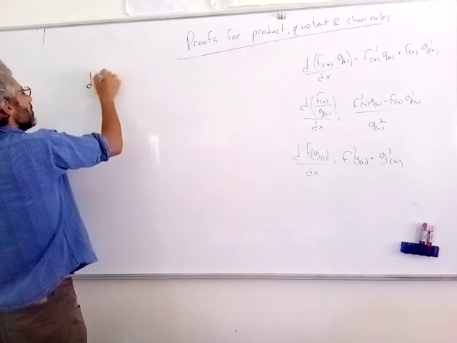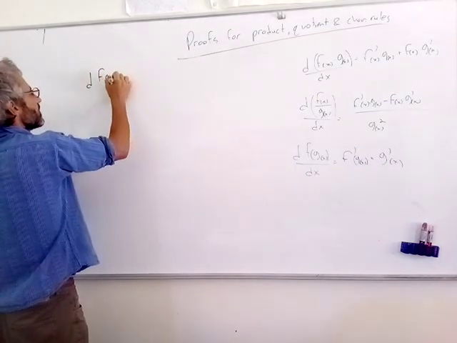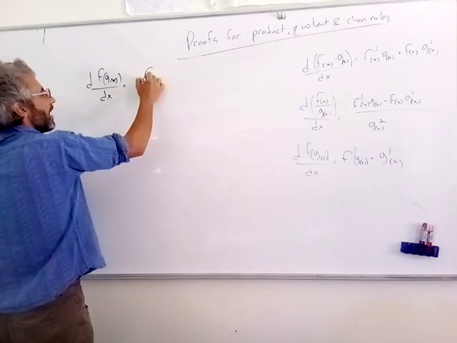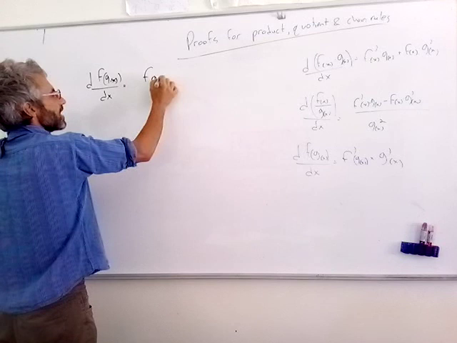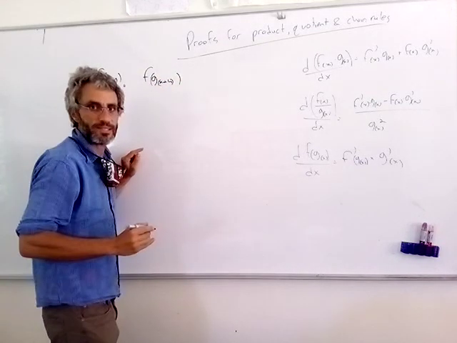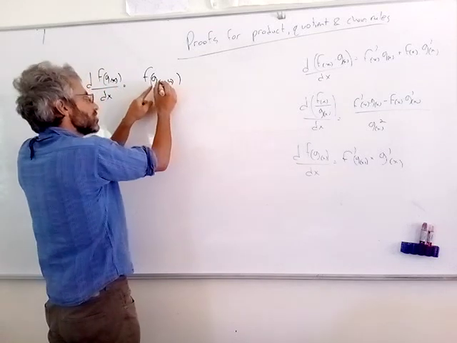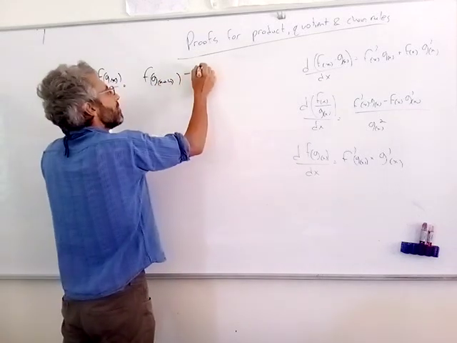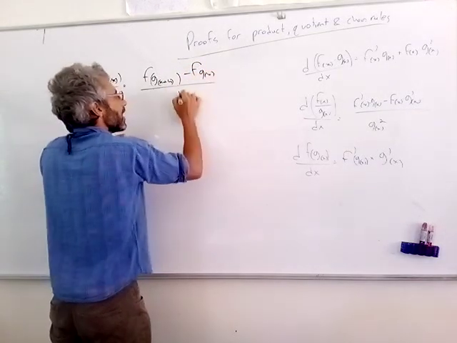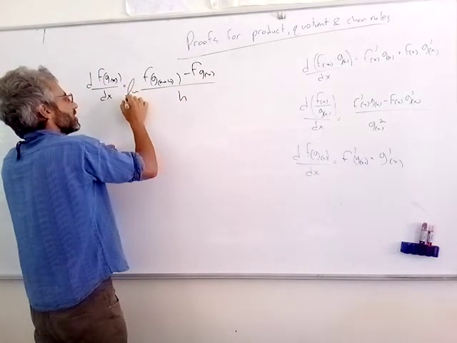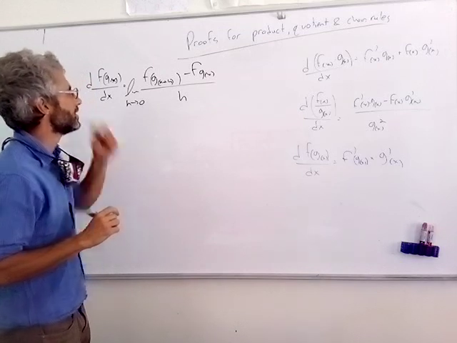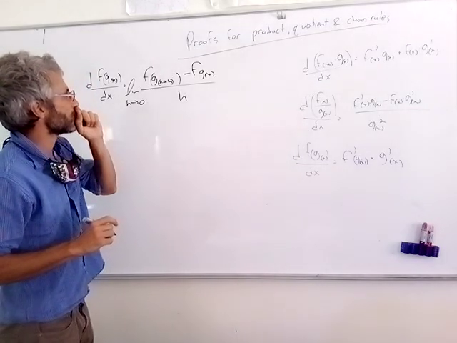So d of f of g of x to dx is basically f of g of x plus h. So we're pushing the x a little bit forward by h, substituting into g, and then putting that into f, minus f of g of x, divided by h, where the limit is h approaching 0. What we're going to do now is another trick, but a bit of a different trick.